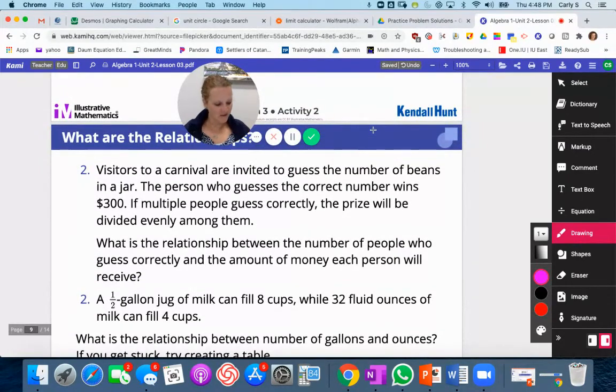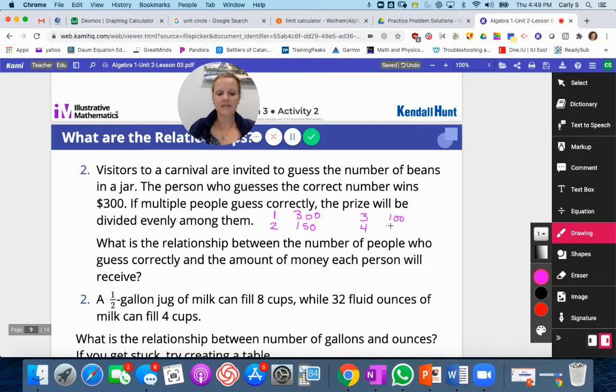All right, so here we have visitors to a carnival. What is the relationship between the number of people who guess correctly and the amount of money each person will receive? Well, if there's only one person, they receive $300. If two people guess correctly, $150. If three people guess correctly, $100. If four people guess correctly, $75.